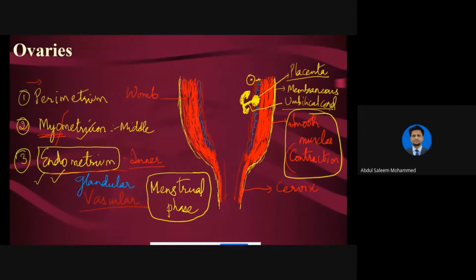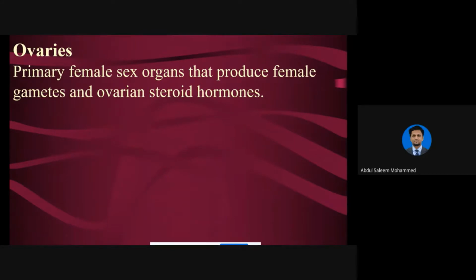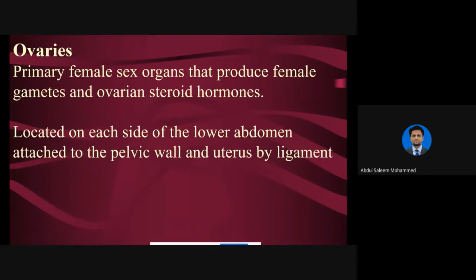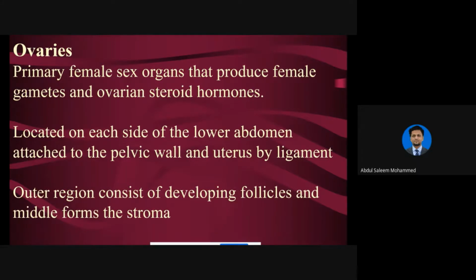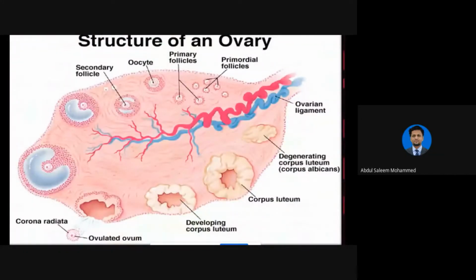Ovaries are considered to be the primary female sex organs that produce female gametes, and also the ovarian steroid hormones. And these ovaries are located on either side of the lower abdomen. They are attached to the pelvic wall and uterus by a ligament. I told you the name of the ligament that is helpful in the attachment, which is known as the mesovarium. Then the outer region of the ovaries consists of developing follicles, and the middle forms the stroma. So here we have the picture of the ovary describing all the parts. That's the complete section of the ovary.